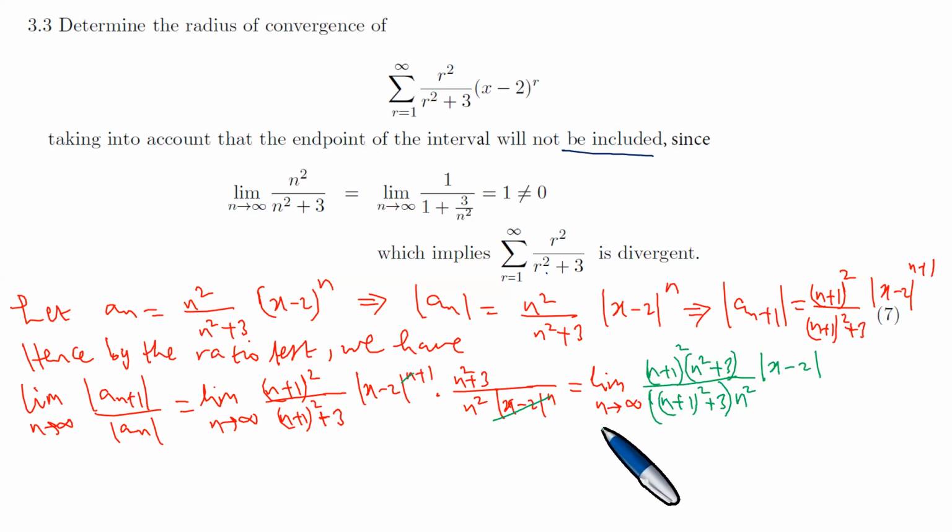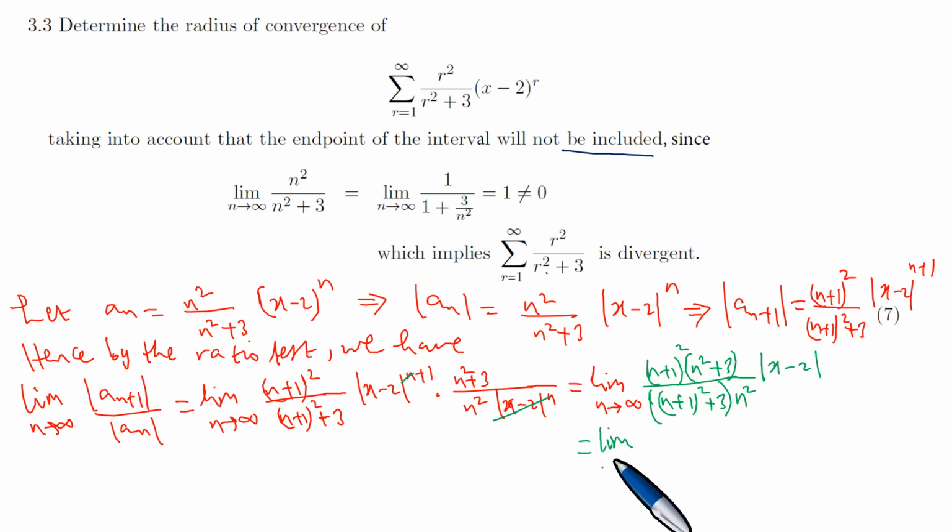Okay, what we get here, we can simplify these, but how do we simplify these? How do we simplify this? Okay, proceed as follows. You can pull out n squared here, you can pull out n here, you can pull out n squared there.